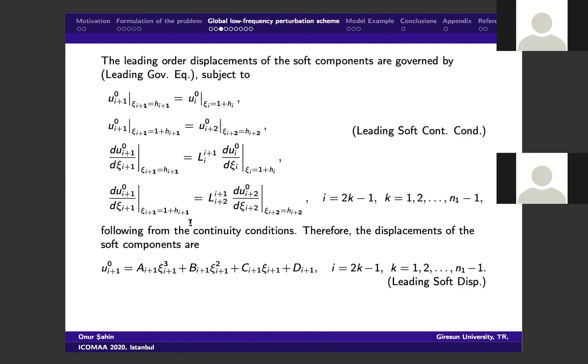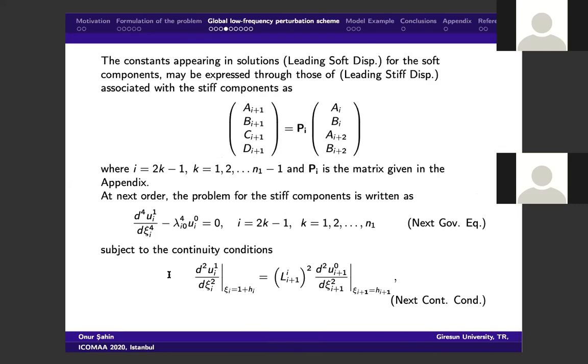And leading order displacements of the soft components are again governed by the same leading governing equation and the following four equations, which are obtained from the continuity conditions. And therefore, the displacements of the soft components can be found by the following third degree polynomial of Xi. The constants appearing in the solution of the soft and stiff displacements are related to each other by this equation. Here, Pi is a matrix given in the appendix.